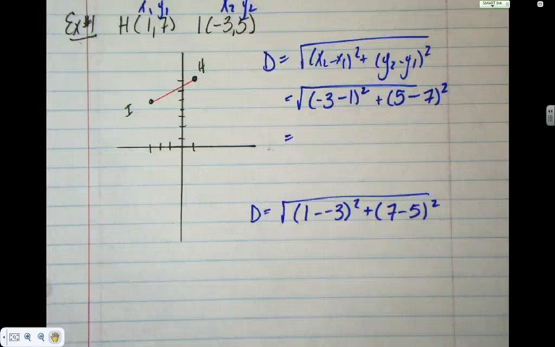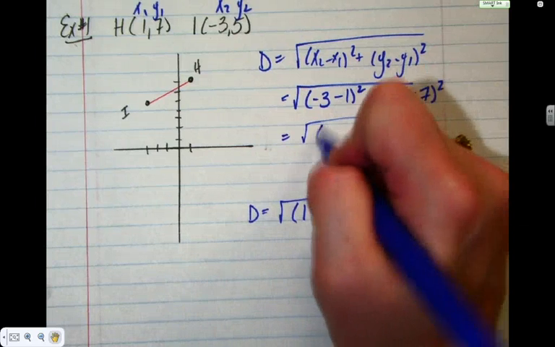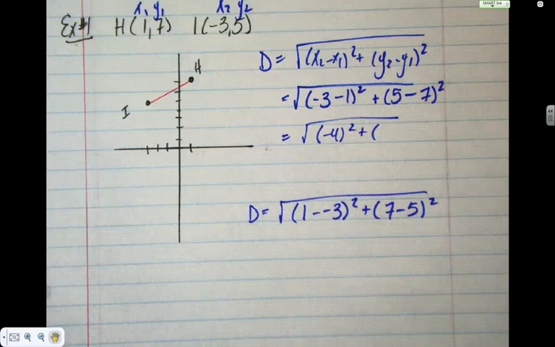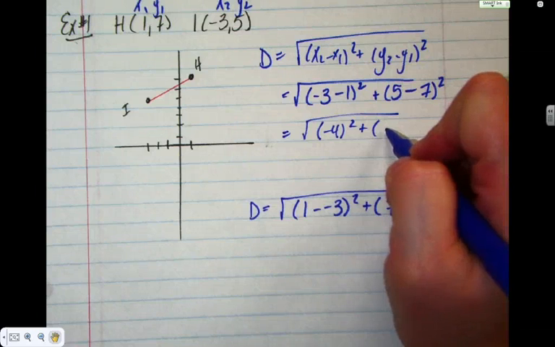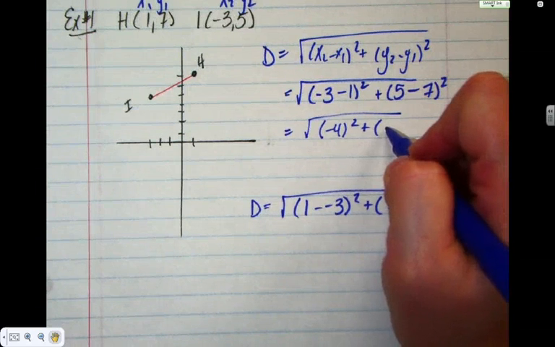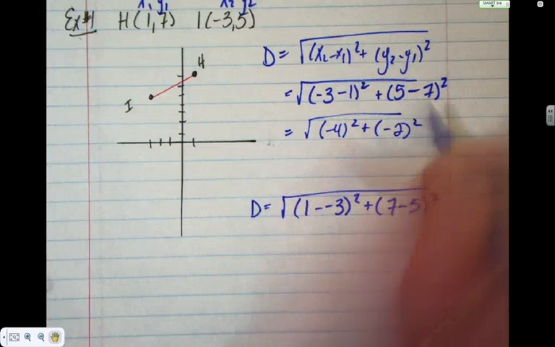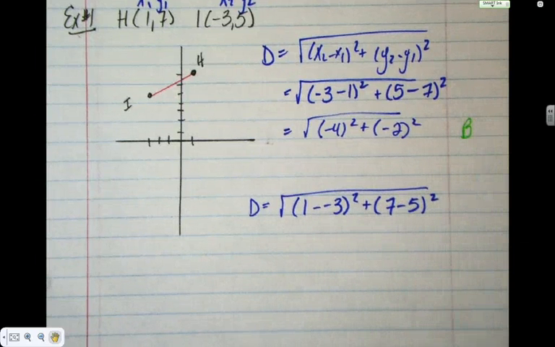BEDMAS. What do we do first in BEDMAS? Brackets. I'm going to go to the brackets first. What's -3 minus 1? -4. The second set of brackets, 5 minus 7, is -2. And I'm just going to make a note for when you look back later. This was the B of BEDMAS.